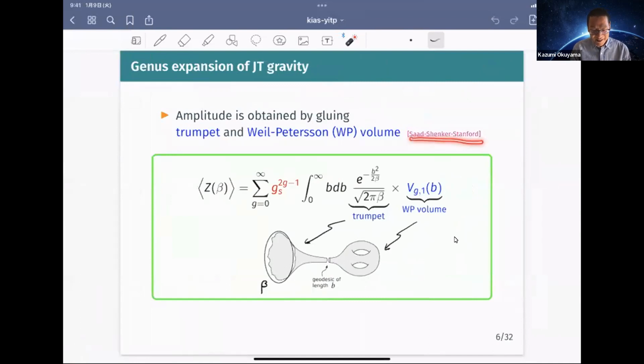Saad, Shenker and Stanford showed that the amplitude of the JT gravity path integral is obtained by gluing several building blocks called the trumpet and the Weil-Petersson volume. For the one-point function of the partition function, the result looks like this. This part is called a trumpet, coming from the asymptotic boundary of asymptotically anti-de Sitter, two-dimensional de Sitter space. This part is the Weil-Petersson volume, which essentially computes the volume of the moduli space of genus g Riemann surfaces. And finally, we sum over the genus with some weighting factor like this.